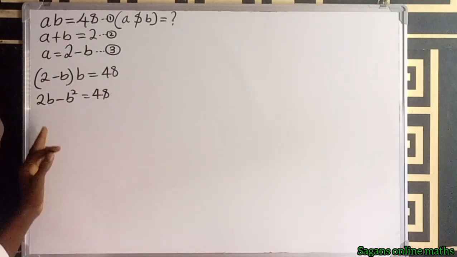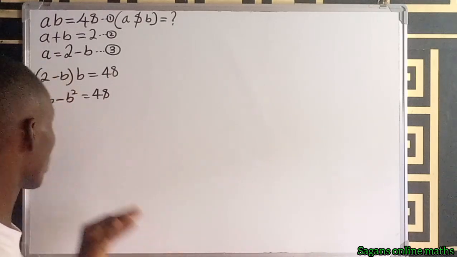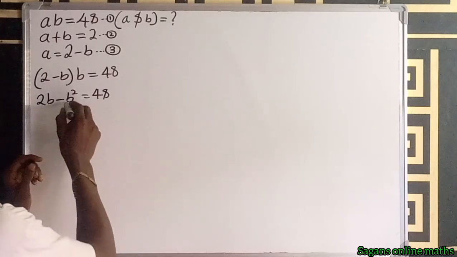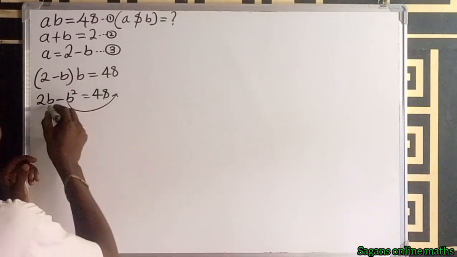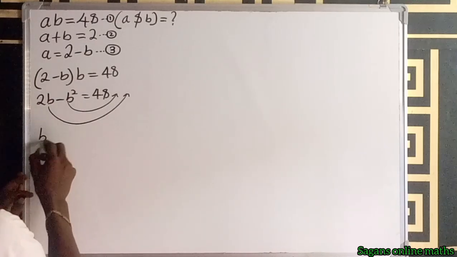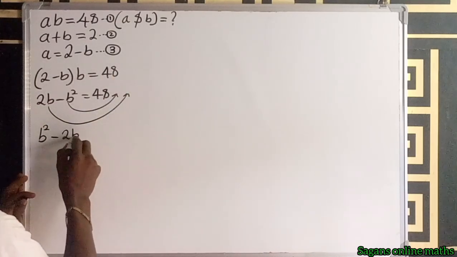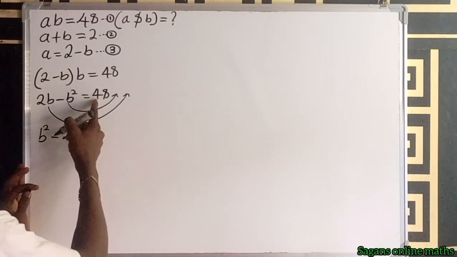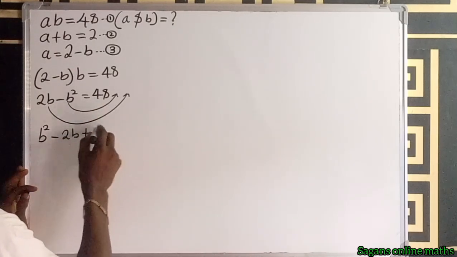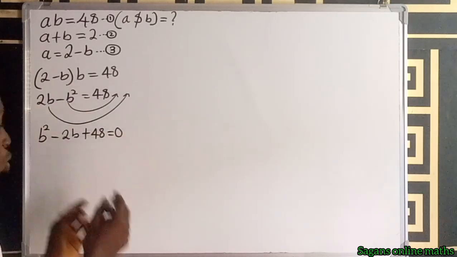Now, for us to set this in the right form of a quadratic equation, we have to transfer everything from our left hand side to our right hand side. If we transfer this here, we have positive B square. If we transfer this here, negative 2B. Remember that this was here as a constant, 48, so plus 48. Everything from the left hand side is transferred, and we are left with 0.